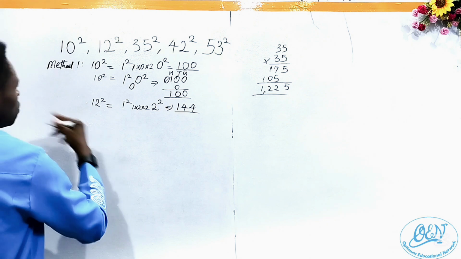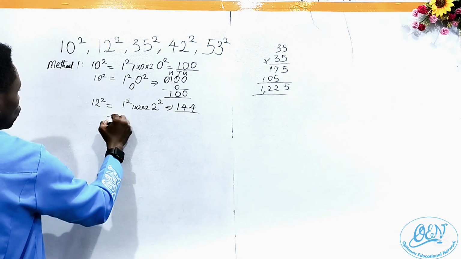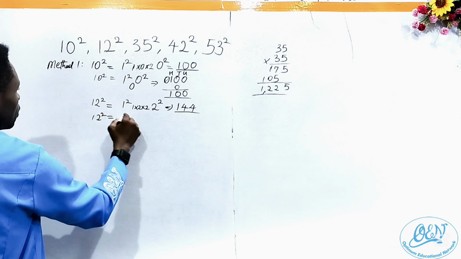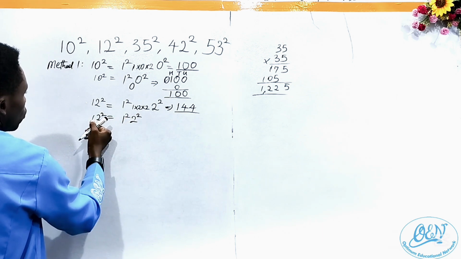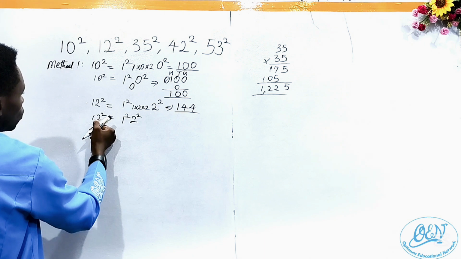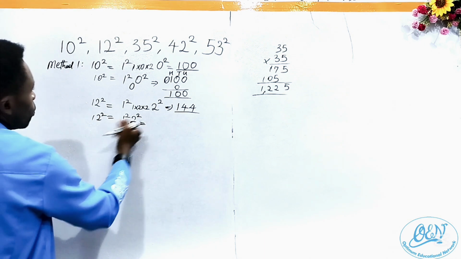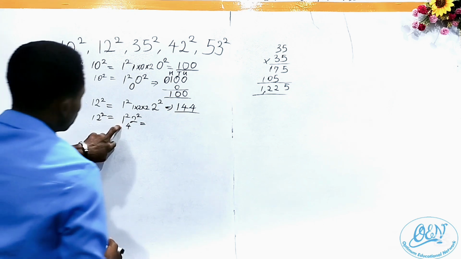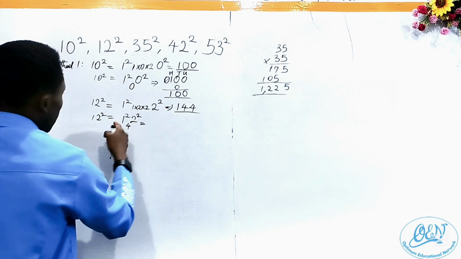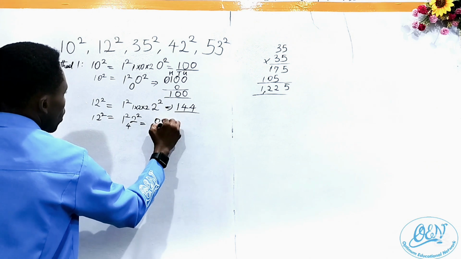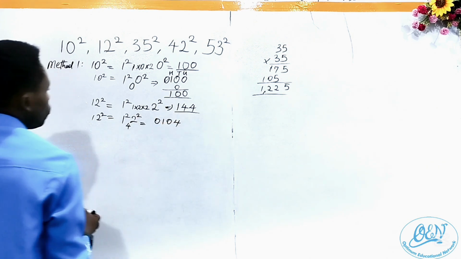Do the second way now. So I have 12 squared as 1 squared, 2 squared. Then under you have 1 times 2, 1 times 2 is 2, 2 times 2 is 4. So you have 4 here. So now remember what I told you, if you square any number that is going to give you a single digit, write it as 0 and that number. So 1 squared is 0, 1. 2 squared is 4. So you have 0, 4.